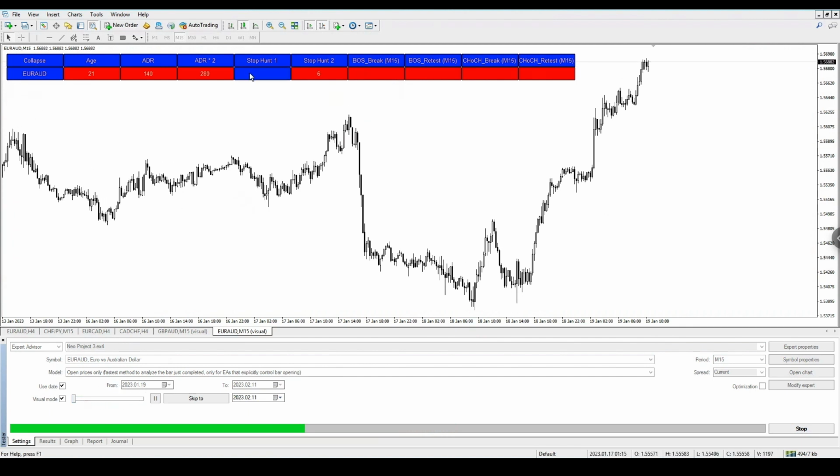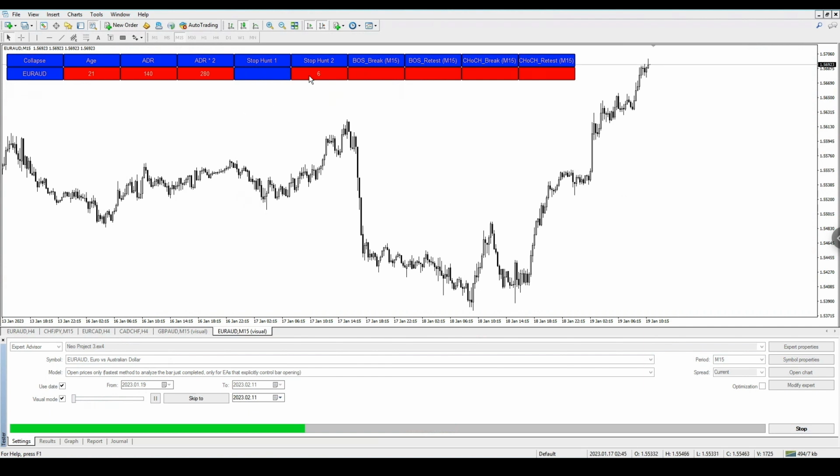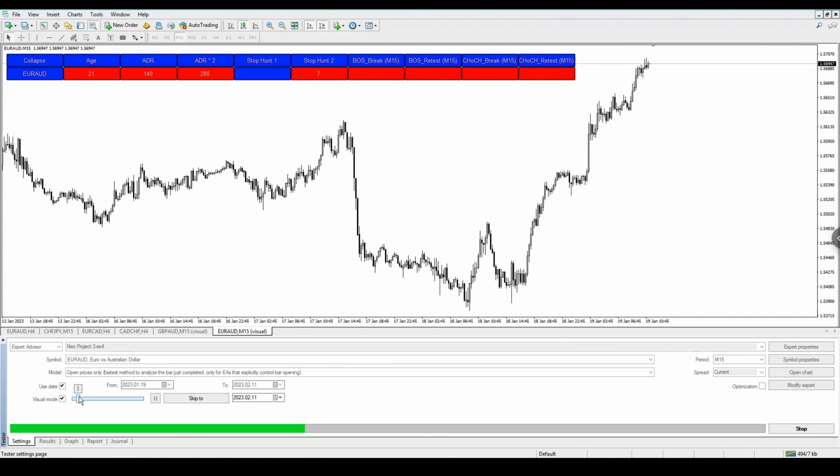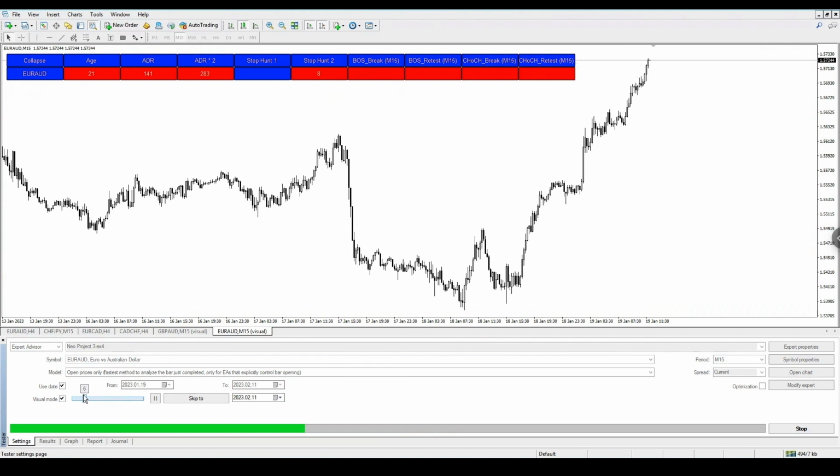So already you can see that stop hunt 1 has started to go blue, telling us that the 4-hour volume is starting to become weaker, and we could be seeing a possible sell reversal kicking in. Again, you would have had an alert for that to appear, so that would be fantastic for you. Let's just move this forward a little bit more.